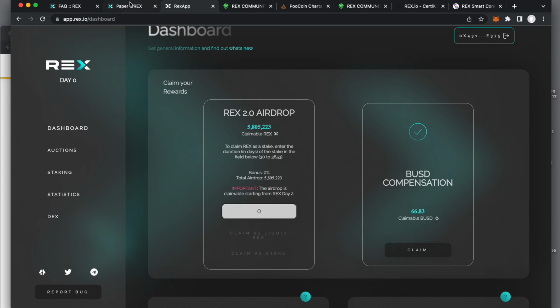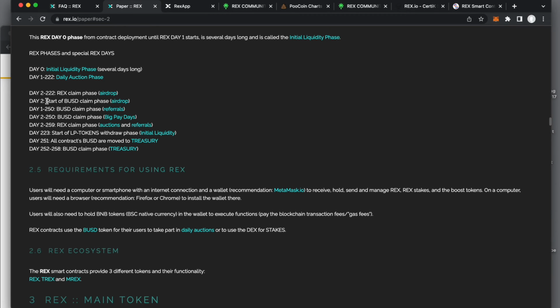So even though in the white paper it says that day 2 is when that BUSD claim phase starts, it's actually already started, because some of the T-Rex sales incoming funds have already been paid out and distributed to BUSD airdrop recipients. Day 1 to 250 is when you can claim your BUSD. So that's for referrals. Day 2 to 250 is when you can claim your BUSD from big paydays.